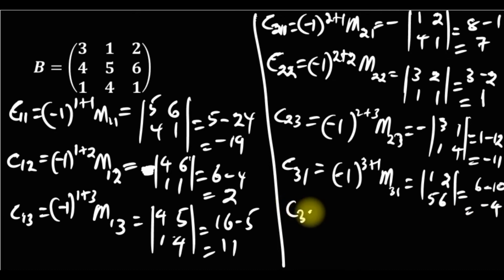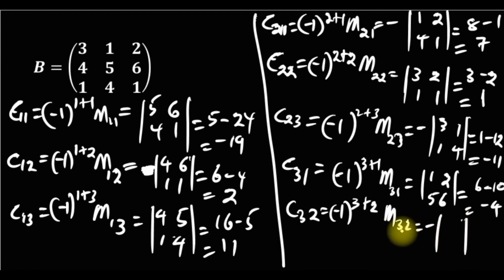So for C32, this is minus 1 to the power 3 plus 2, M32, which is negative of the determinant. So third row, second column: 3, 2, 4, 6. So instead of 18 minus 8, it is now 8 minus 18, which is minus 10.